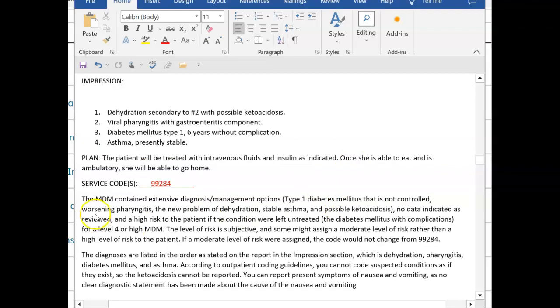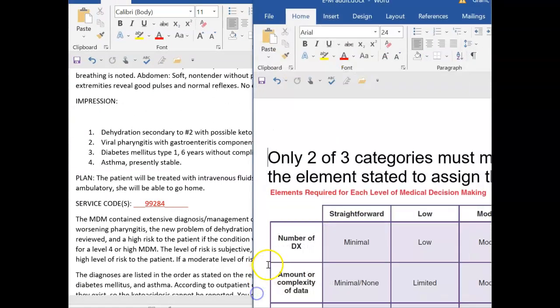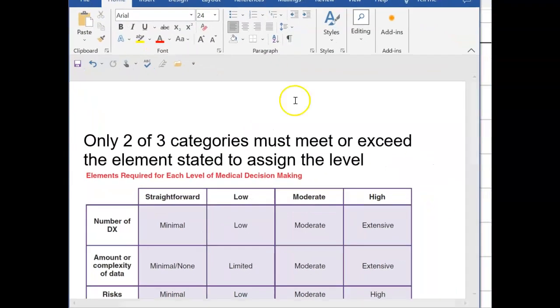So a couple of different things here. We have the MDM contained extensive diagnosis management option. The reason we're saying that is this patient does have quite a few diagnoses. The type 1 diabetes that is not controlled. We have pharyngitis, which is worsening. New problem of dehydration, but the asthma is stable. And then we also have possible ketoacidosis. So with the diagnosis, let me go ahead and go to our little chart here. With the number of diagnosis, we're going to go with extensive, high.